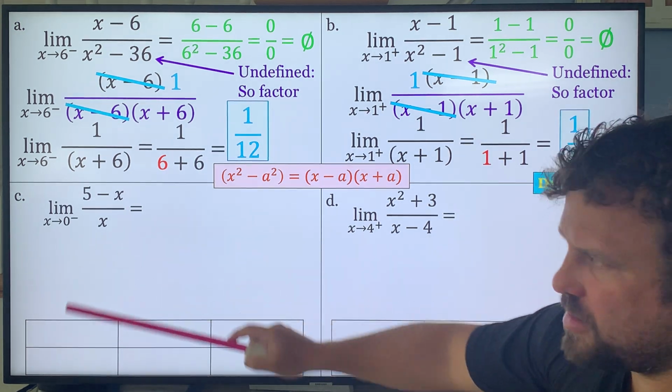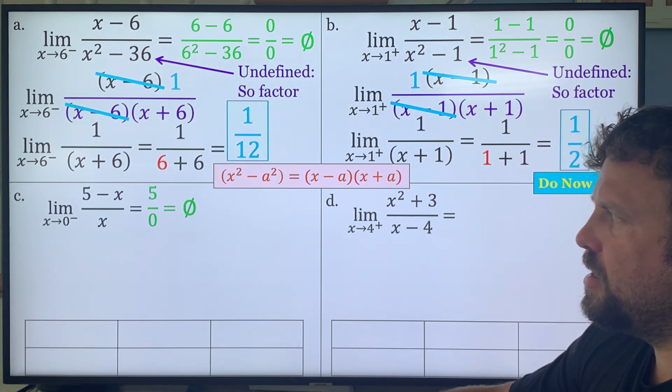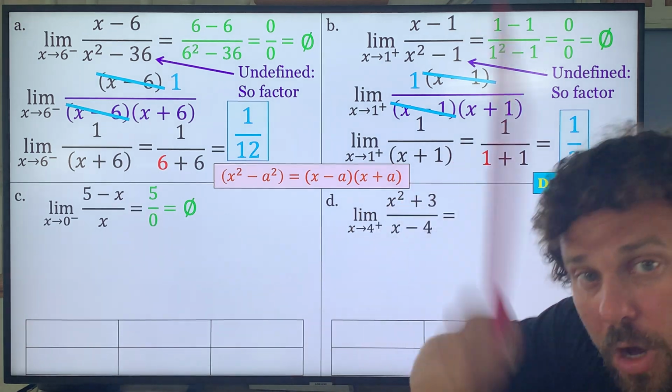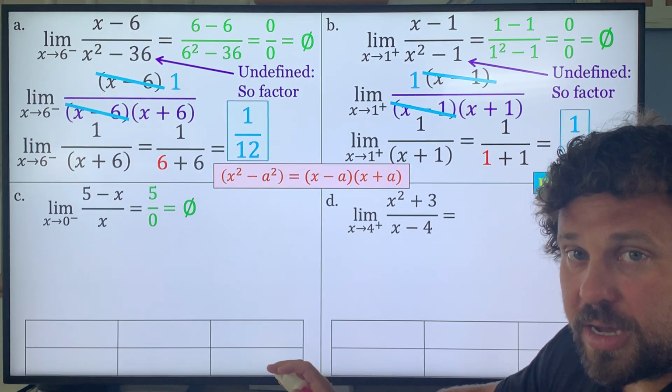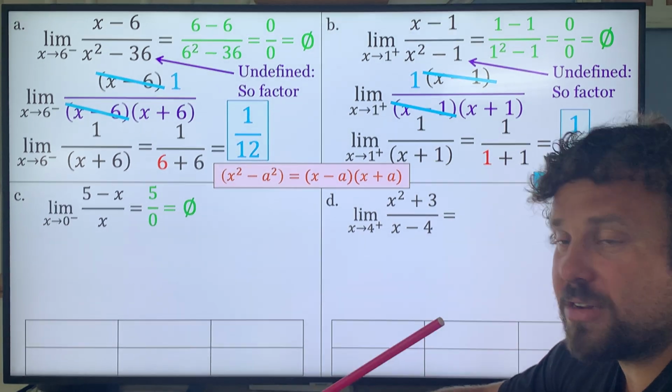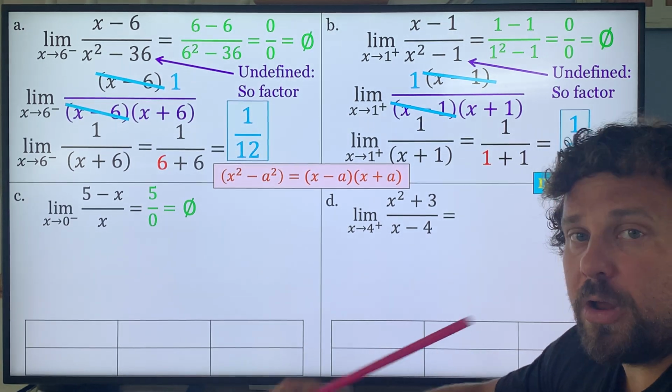Cancel out the x's, right? Oops, undefined. So do we cancel out the x's? No, you cannot cancel out the x's. Unless this 5 has an x next to it, you cannot do that. So we cannot factor this. What do we have to do?